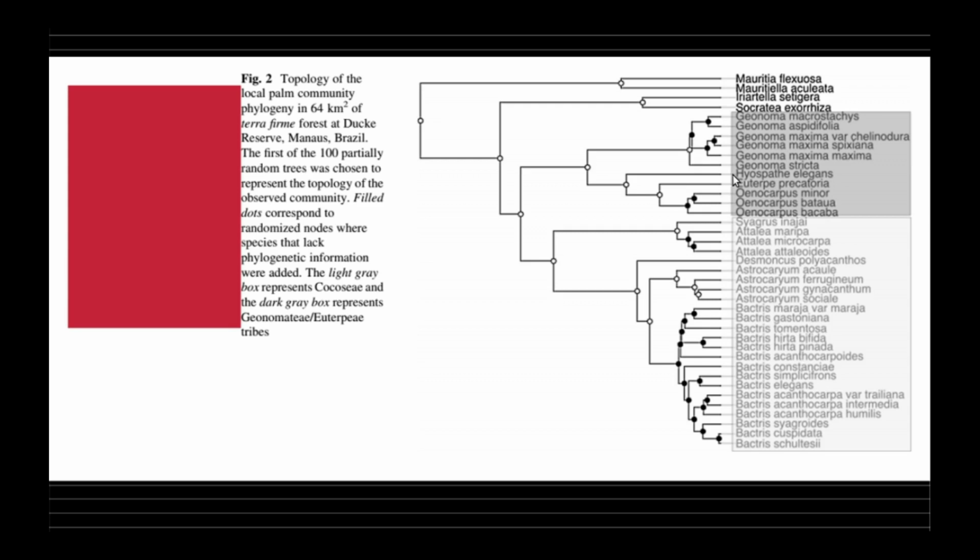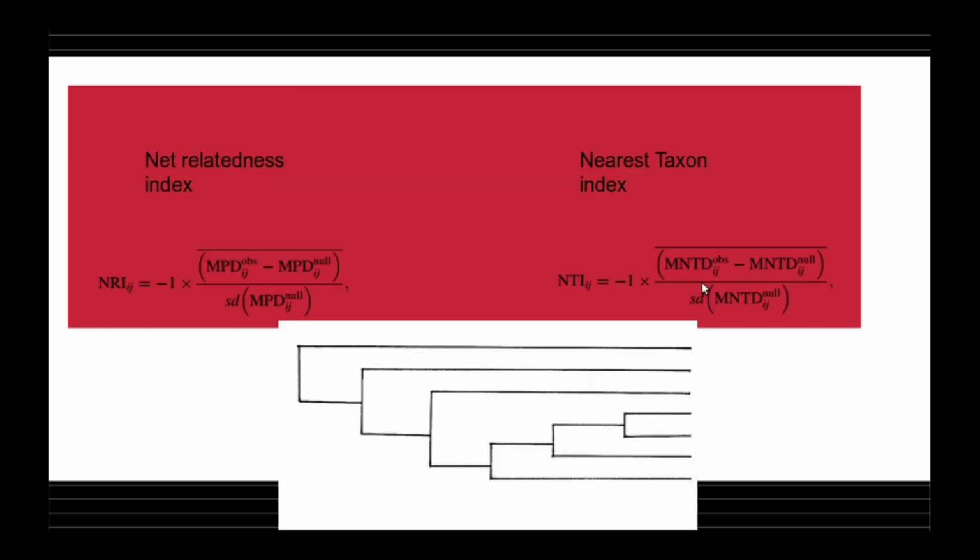So here we have Mauritia, Mauricella, and Idiatella, Socratea, which are the most basal, and we have Geonoma, Eospati, Euterpis, Rhinocarpus, and then we have here Ataleini, Cocosi, with Siagrus, Atalia, Desmoncus, and here we have Bactridini subtribe. So our questions. Sorry, before that, we calculated the relationship, the closeness between each pair of species.